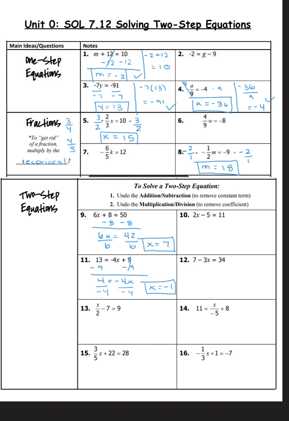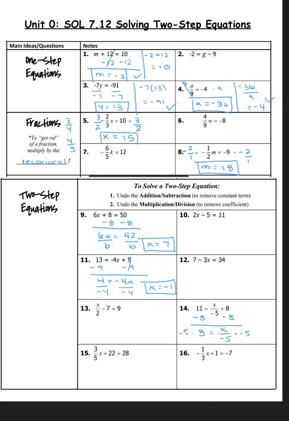All right, let's hop over to number 14. I have x divided by negative 5 plus 8 equals 11. So again, I'm going to subtract 8 from both sides. 11 minus 8 gives me 3. And I'm left with x divided by negative 5. So I'm going to multiply both sides by negative 5.